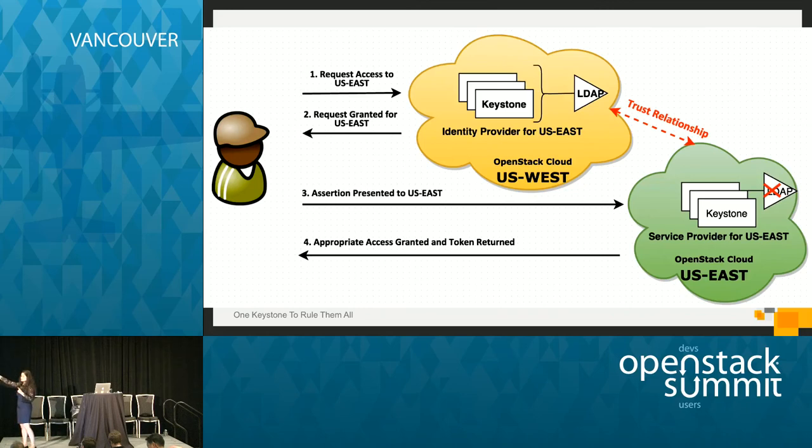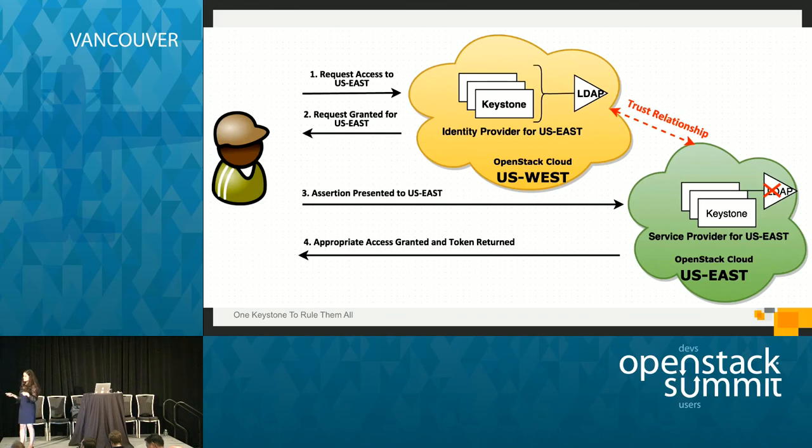In West Coast, the Keystone works as the identity provider. In East, it can be a service provider. So now, for accessing any resources in East, the user goes to West and requests the SAML assertion. Keystone in West returns the SAML assertion, the user takes that assertion back to East, and then gets the session token.